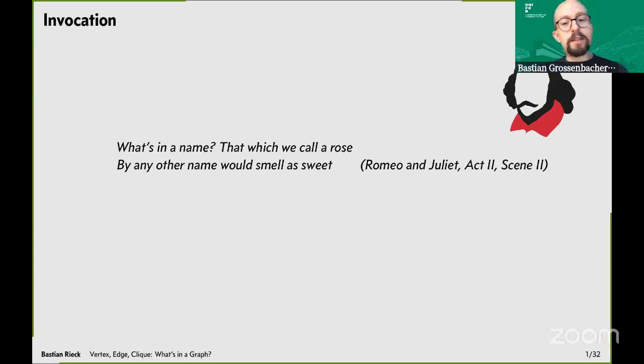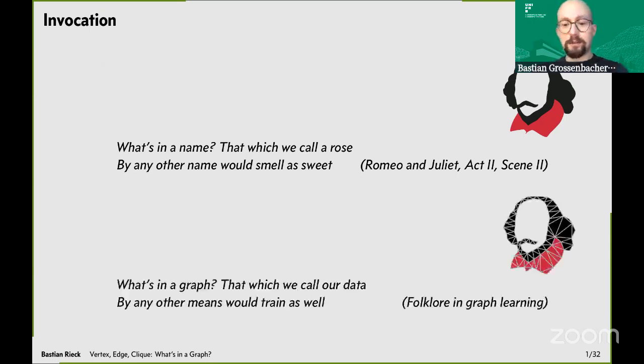So there is this great line: "What's in a name? That which we call a rose by any other name would smell as sweet." And this always reminded me of some graph learning folklore that some of us might know, but that we're not maybe openly talking about, and that would be what's actually in a graph: that which we call our data by any other means would train as well. And I think this is the invocation, or the starting point, of this whole exposition here.